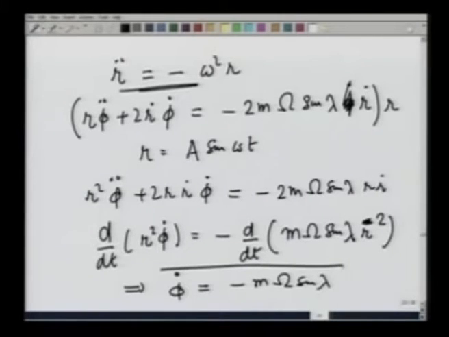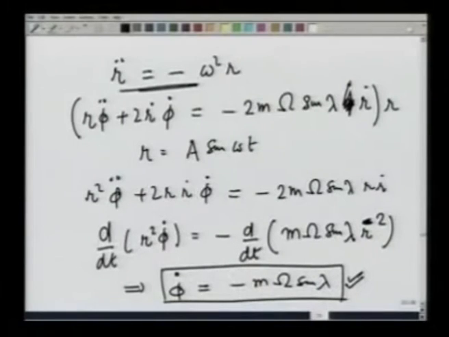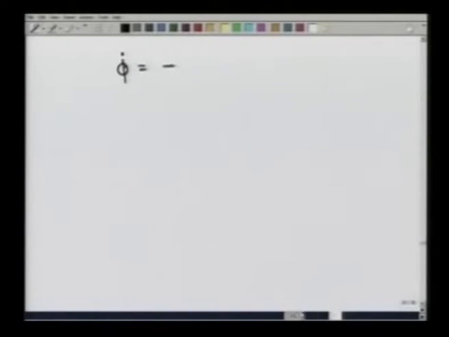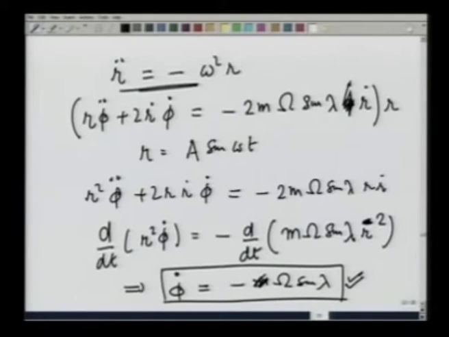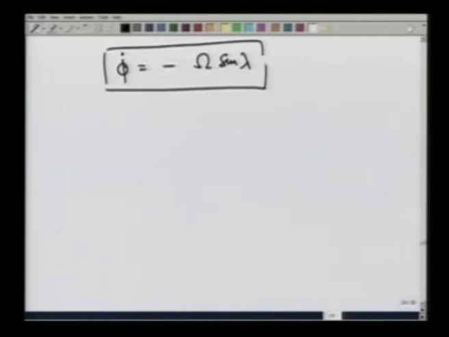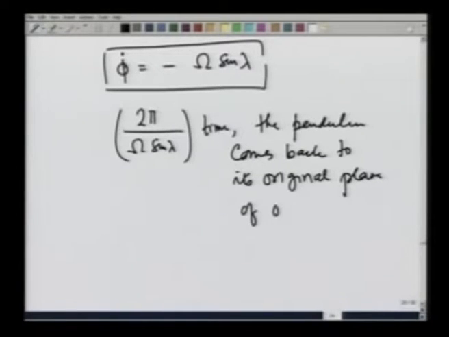And therefore, as the pendulum swings, its plane of oscillation keeps rotating backwards with a phi dot which is minus omega sine lambda. Sorry, the m has dropped out, so phi dot is equal to minus omega sine lambda. So, it completes an entire cycle in 2 pi over omega sine lambda time, and the pendulum comes back to its original plane of oscillation.